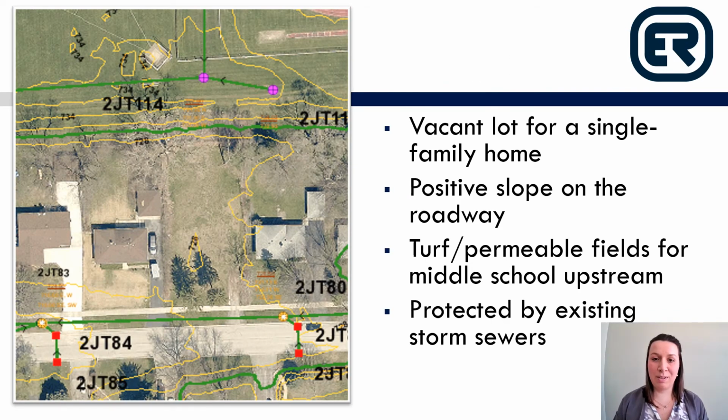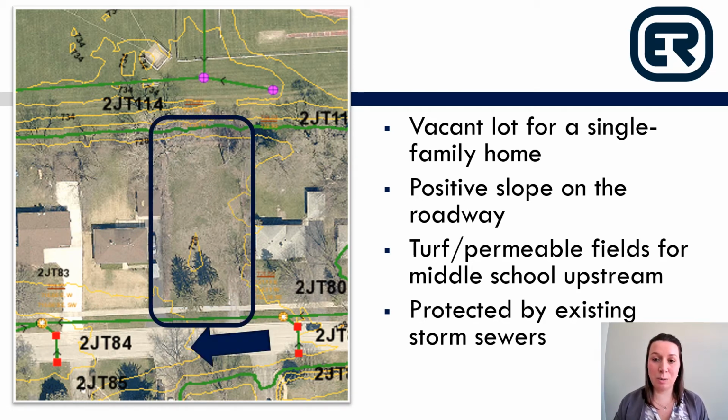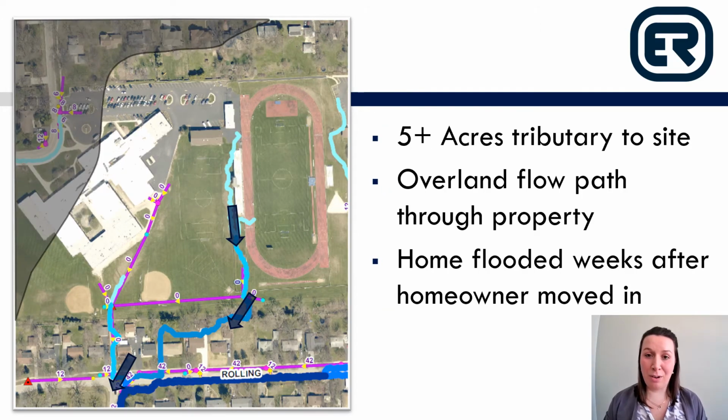In this example, a vacant lot was developed with a single-family home, but because this new development was below the municipality's trigger for a BMP, the analysis of the upstream tributary flows was not completed. This site appeared to have positive slopes, there's a permeable upstream neighbor, and there's existing storm sewers both on the north and south ends of the property. However, when we zoom out, we can easily see with the use of this overland flow map that there's 5 acres tributary to the site.